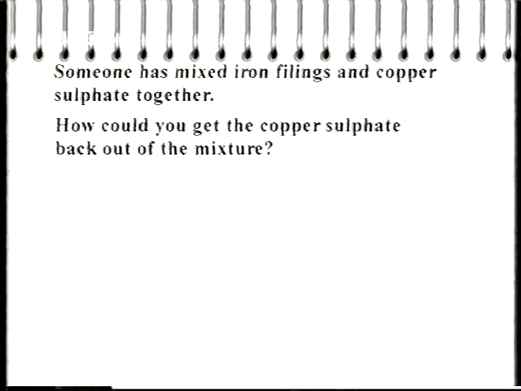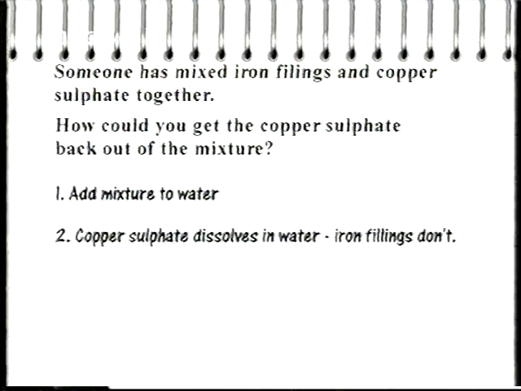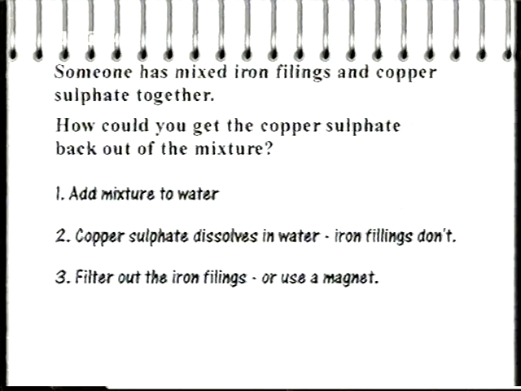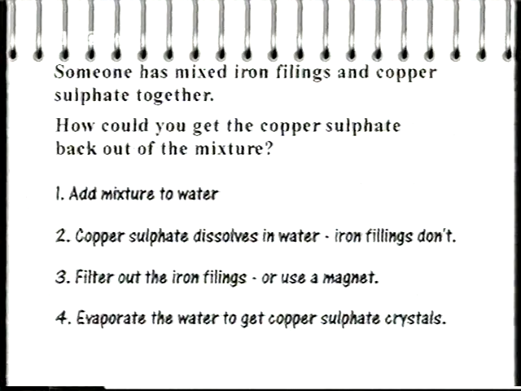Here's a question about separating materials. Someone has mixed some iron filings and copper sulfate powder together. How could you get the copper sulfate back out of the mixture? This is one way of doing it. If you add the mixture of substances to a beaker of water, the copper sulfate dissolves and the iron filings don't. You can then filter out the iron filings or use a magnet. Finally, you evaporate the water to get back the solid copper sulfate crystals.